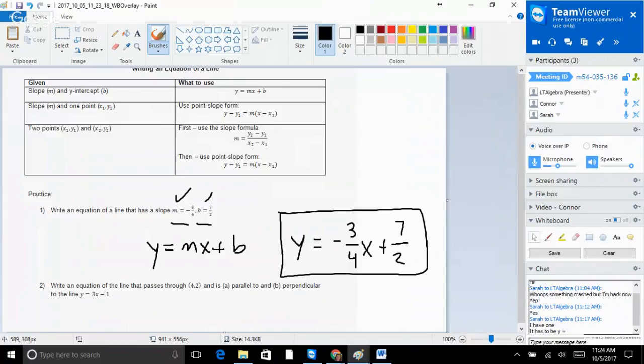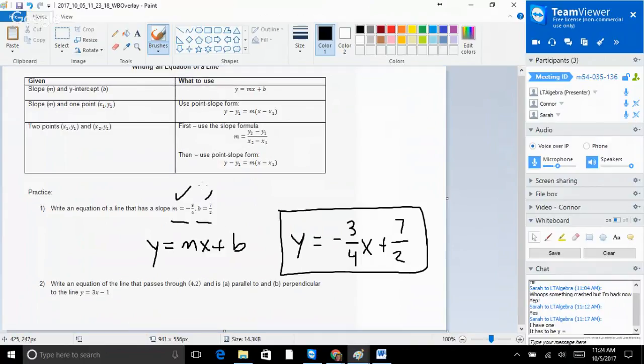Okay, so of course it's Algebra 2, so we have to get a little bit harder, right? So let's look at number 2 here. It says, write an equation of a line that passes through (4,2) and is parallel to and perpendicular to the line y equals 3x plus 1. Okay. So what we have here is the second scenario. We're given the slope basically, and we're given 1 point, and we want to be able to write an equation that represents this line.